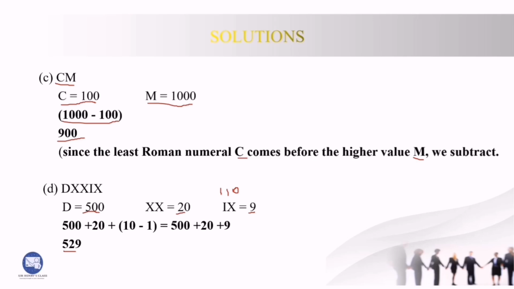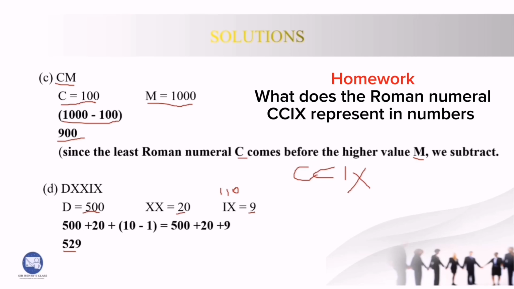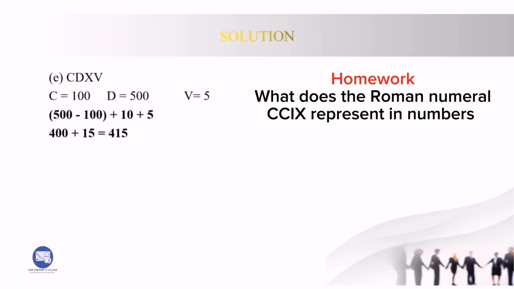There's one question I would like you to try as your assignment. So I want you to find the Roman numeral for CIX. What's the Roman numeral for CIX? That is your question. The last one, CDXV. C is 100, D is 500 and V is 5. You can pause the video, try your hands on this, and see if your answer is 415.